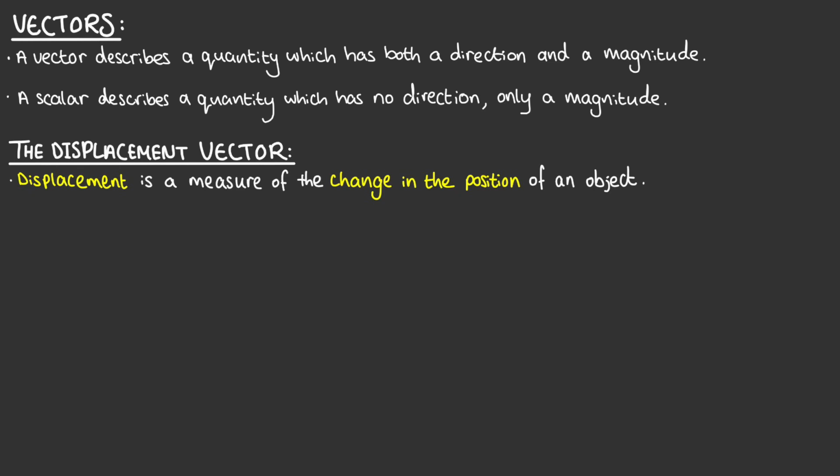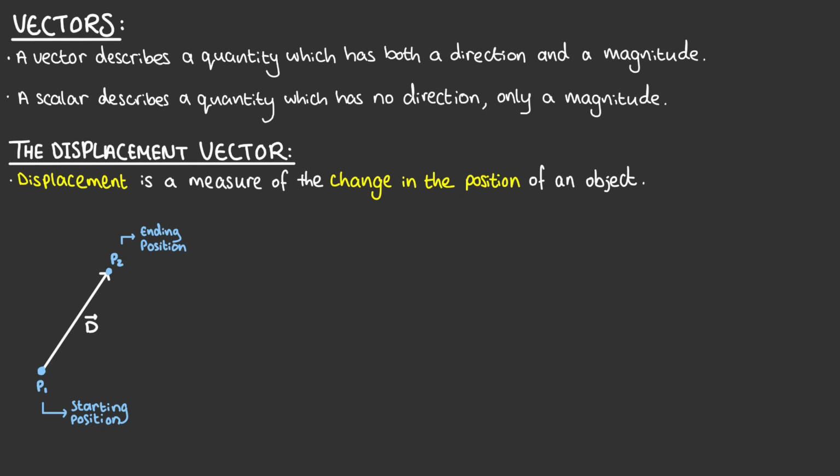So to begin talking about vectors, I'm going to start with displacement. Displacement is a measure of the change in position of an object. So you could imagine two positions, P1 and P2. Imagine starting at P1 and walking in a straight line all the way to P2.